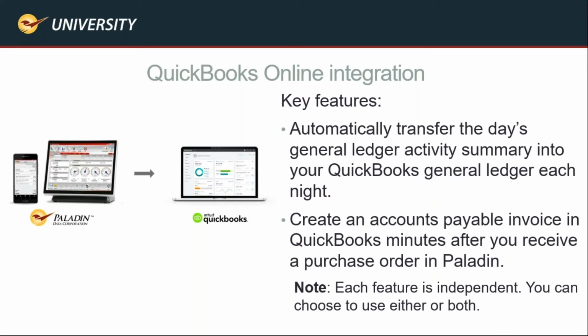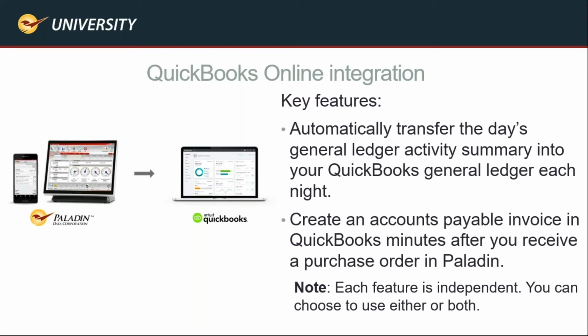Now, quick note, each feature is independent. I think we have quite a few people using it, most people want the automatic transfer of the day's general ledger. Not everybody wants the detailed AP. They already have a method for doing that, or they just don't need that feature for how they're doing their bookkeeping and their accounting. So they are independent of each other, so you do not have to have both. You can choose one or the other.